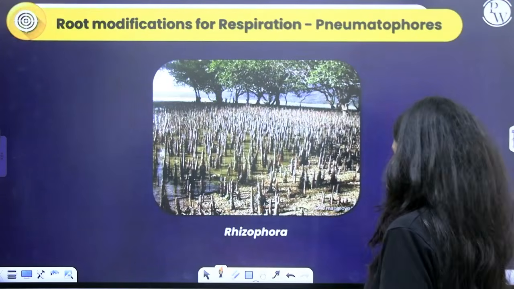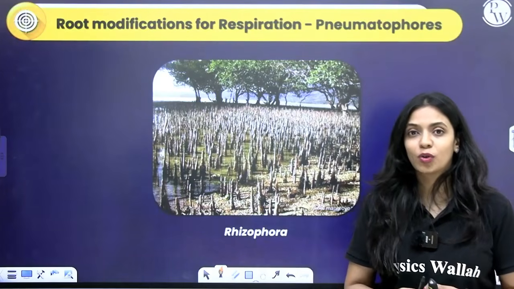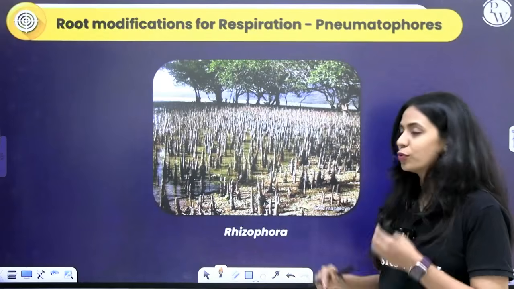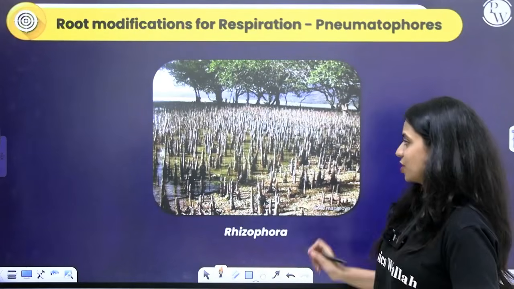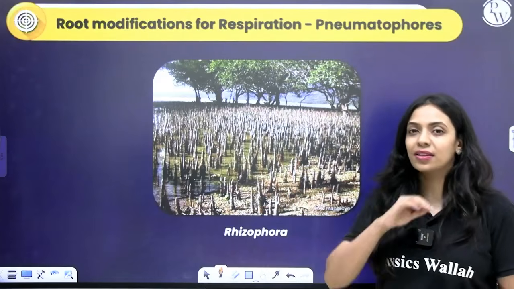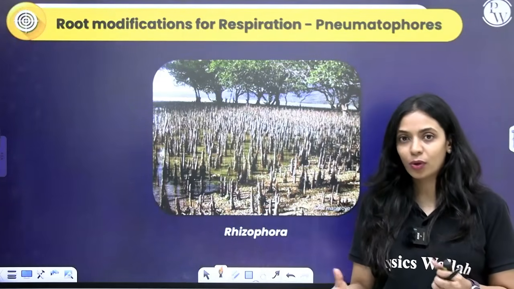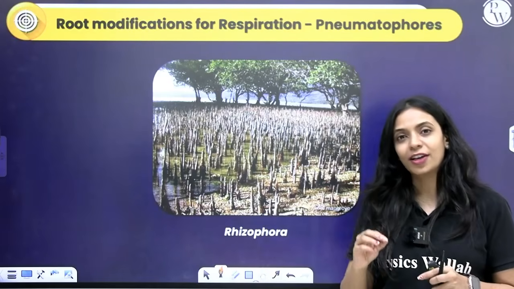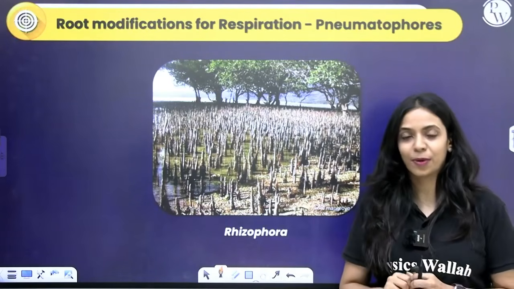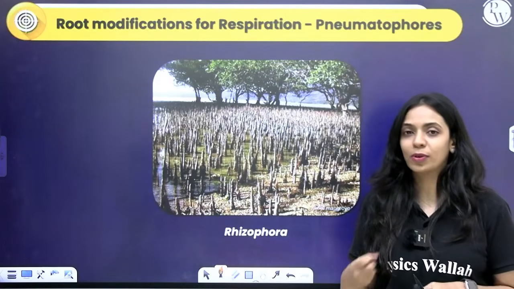Now, modifications for respiration. In some plants, especially the plants that grow in mangrove vegetation, like this one called Rhizophora, you can see all of these horn-like structures that are jutting out of the surface of water, right? So what happens is these plants grow in waterlogged conditions. You know, for the plant to grow, water is essential, but there should be sufficient aeration as well, because roots also require oxygen for respiration. If it is waterlogged, oxygen availability becomes a problem for roots.